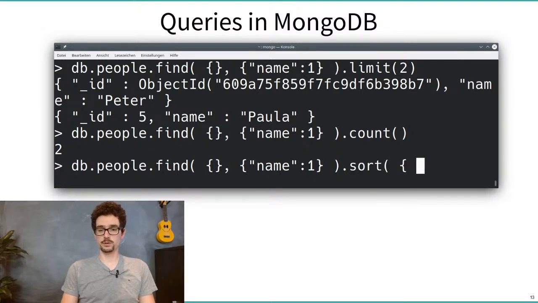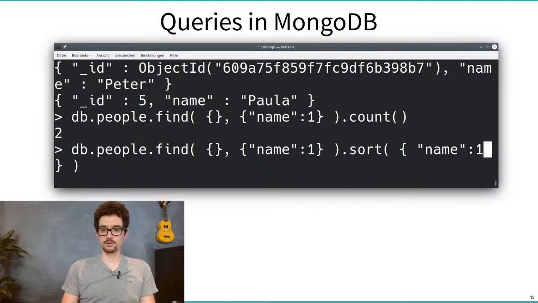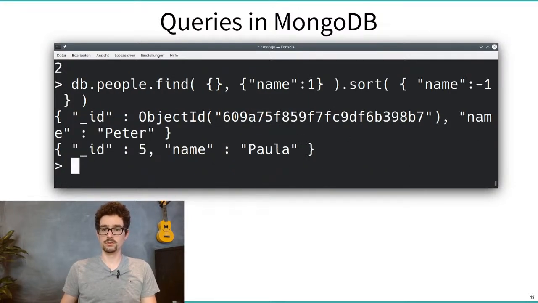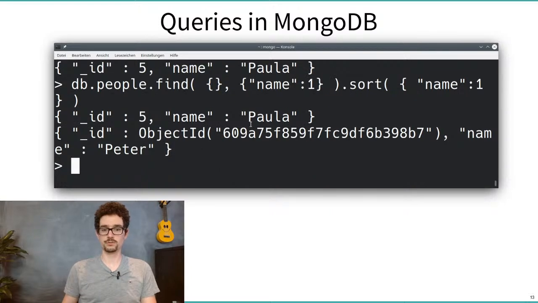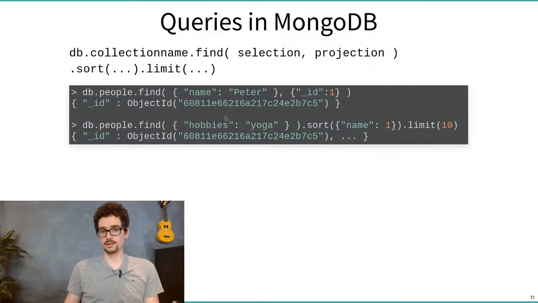In the sort, you specify a sort criterion. In a JSON document, you specify a field, for example, name, and then 1 for ascending, so from A to Z, or -1 for descending. So this way it gives you first Peter and then Paula, and ascending it would first give you Paula and then Peter. And you can use this in combination.